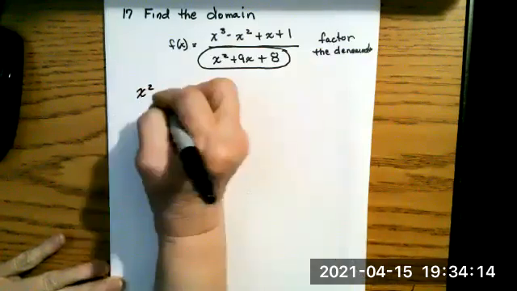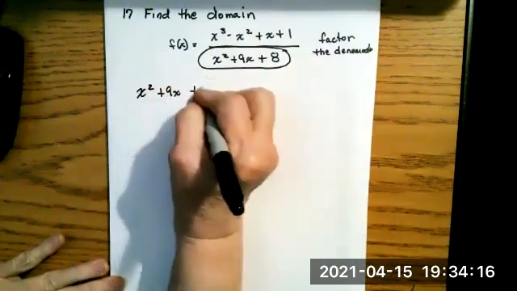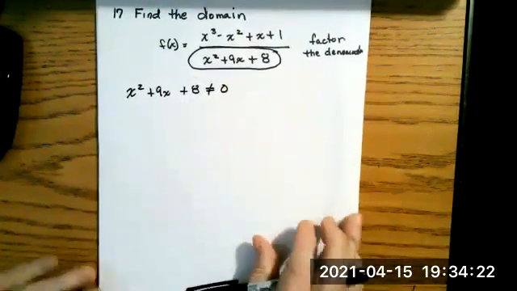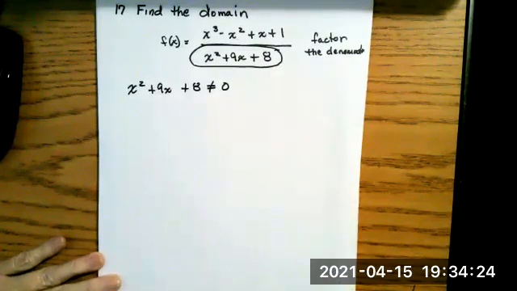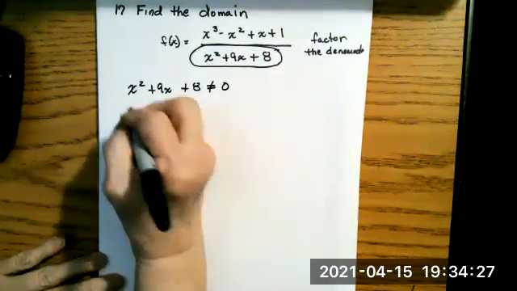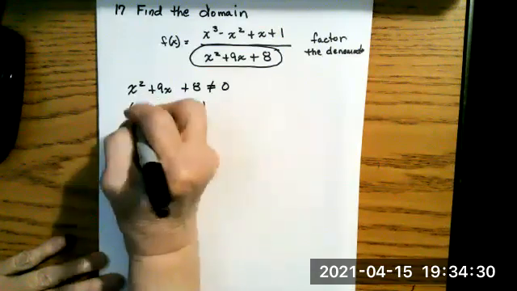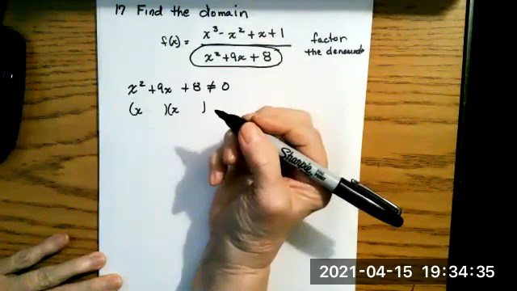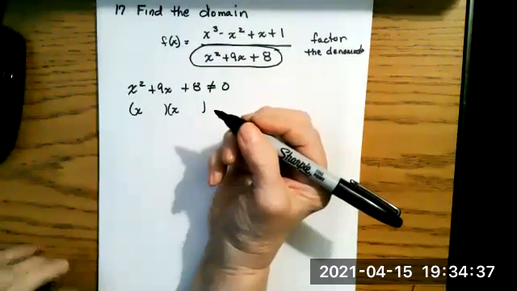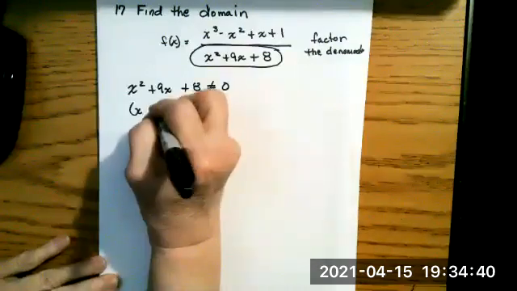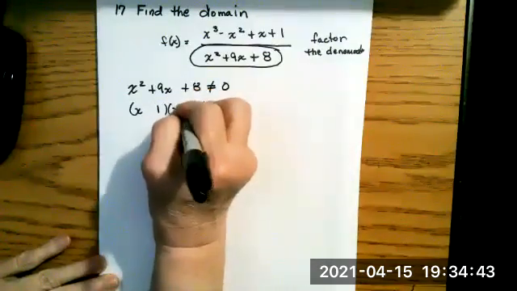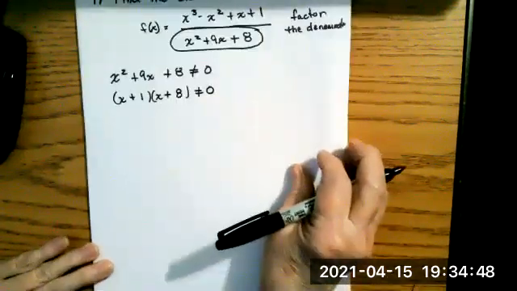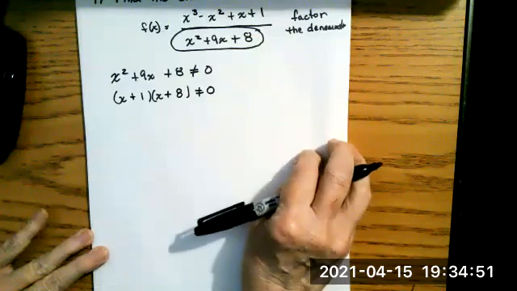x squared plus 9x plus 8, and set that thing not equal to 0, because the denominator of a fraction cannot equal 0. Right, let's see if we can factor this. x and x. I've got to add factors of 8 to get 9. What would that be? 1 and 8. Y'all are good at this factoring. Plus 8, plus 1. They both have to be plus to add, or both minus.